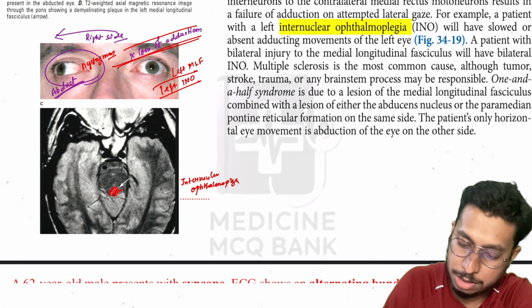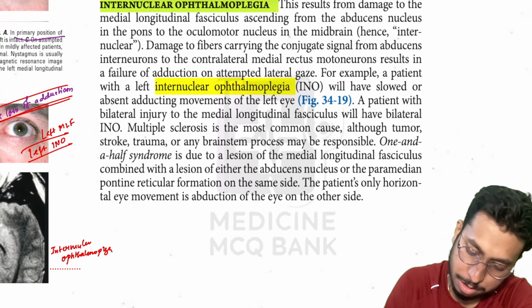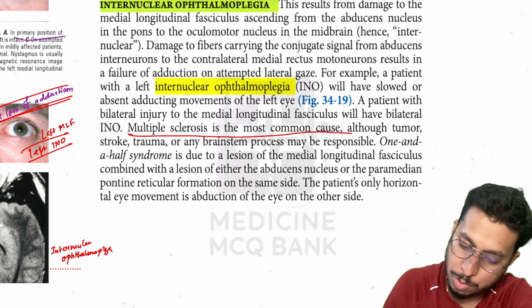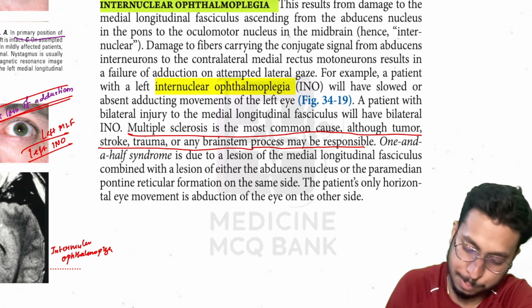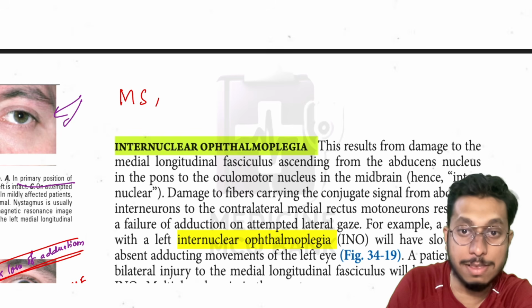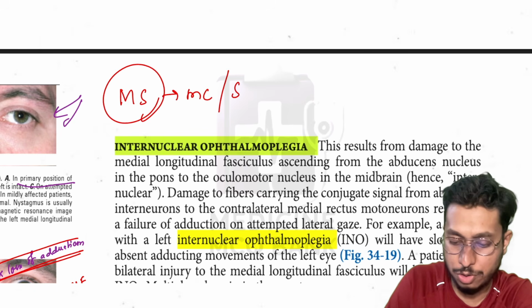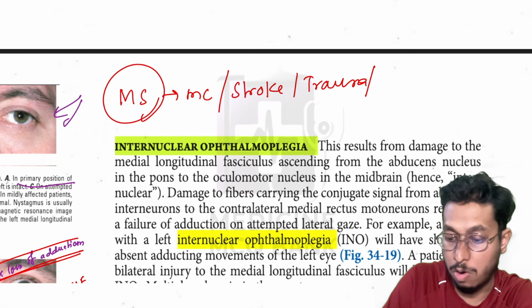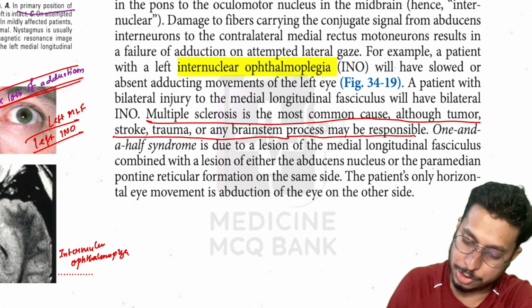So what are the causes? Causes of this internuclear ophthalmoplegia: multiple sclerosis is the most common cause. Tumor, stroke, trauma, or any brainstem process may be responsible. So most common cause is MS. Then what can be other causes? Stroke, trauma, or brainstem disease can be other causes, but remember most common is multiple sclerosis.